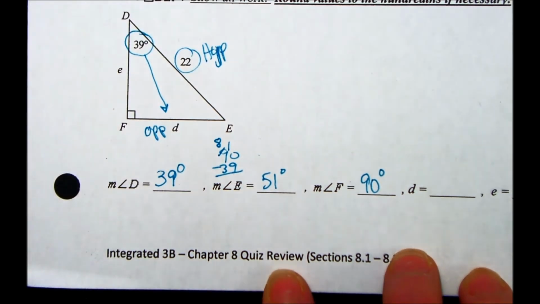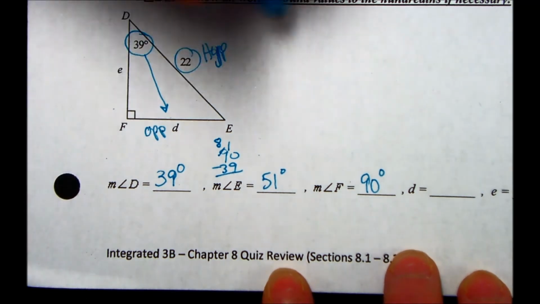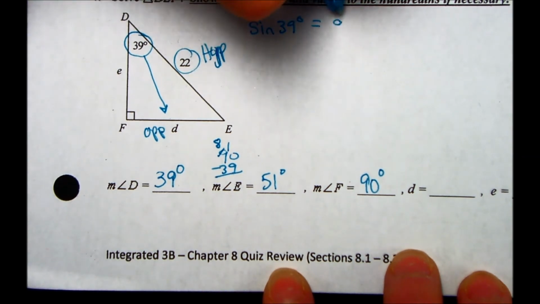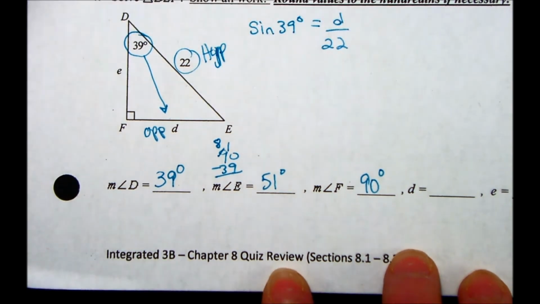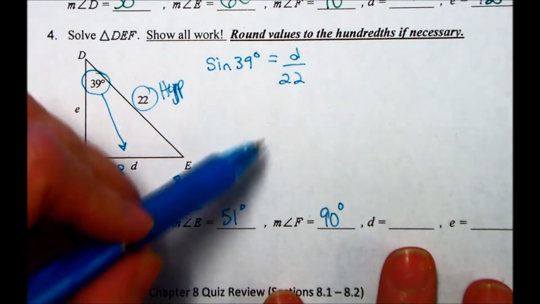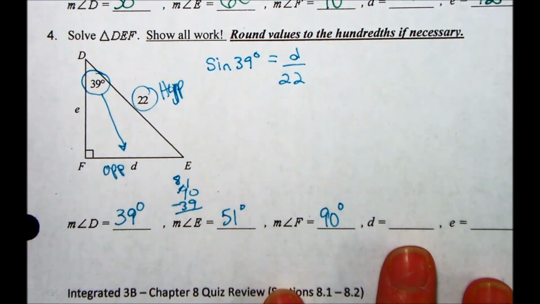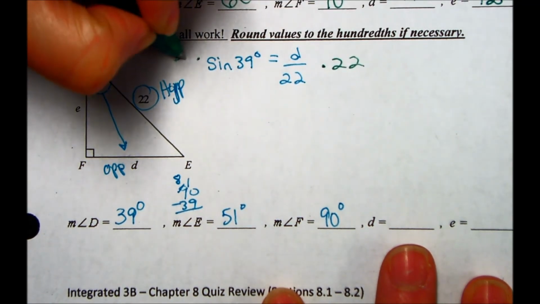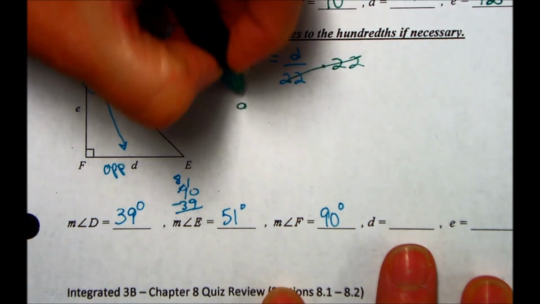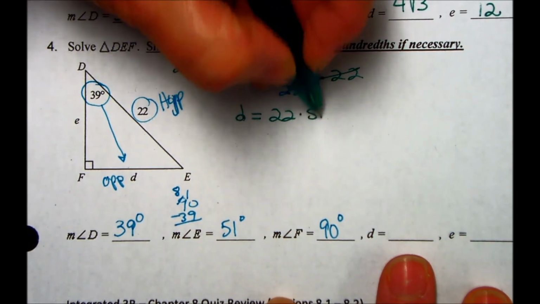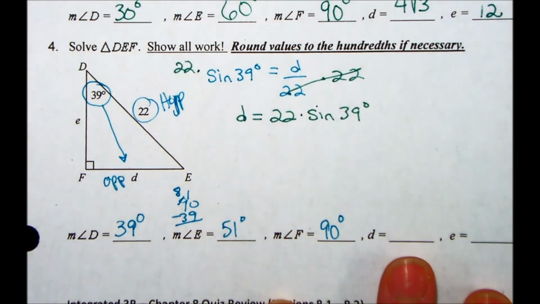So I can use sine. Sine is opposite over hypotenuse. So sine of 39 degrees is going to equal D over 22. We don't know what sine 39 degrees is without a calculator, so we'll plug that in the calculator, but let's solve for D first by multiplying both sides by 22. So that's going to cancel out, so then D is going to equal 22 times sine 39 degrees.